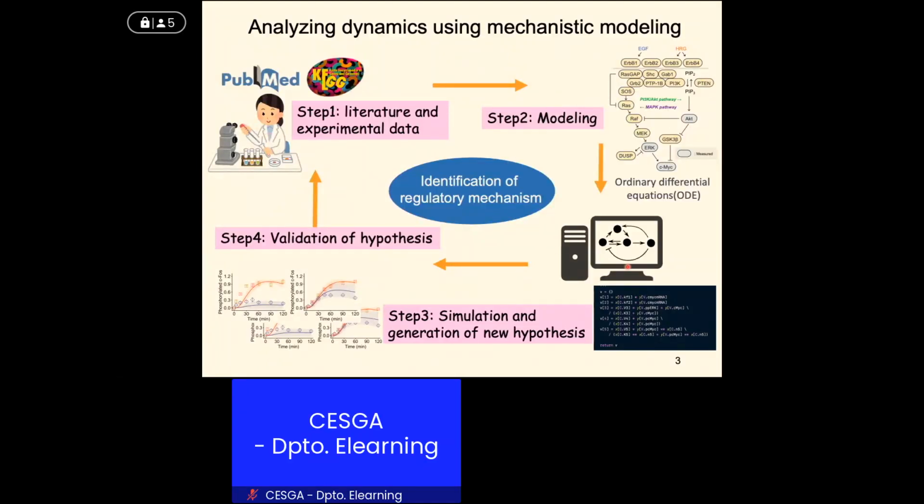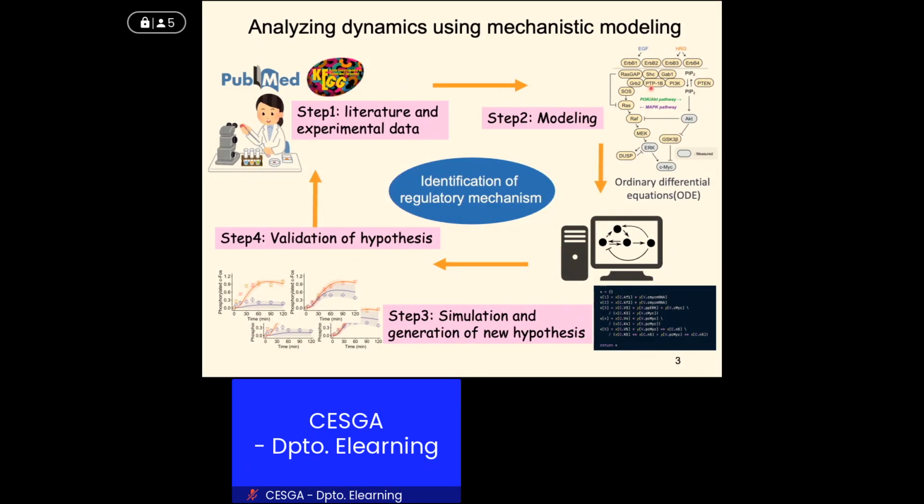Also without the computation or mathematics. And first we get the experimental data in our laboratory and make, for example, a mechanistic model of the molecular interaction that is the focus of interest.